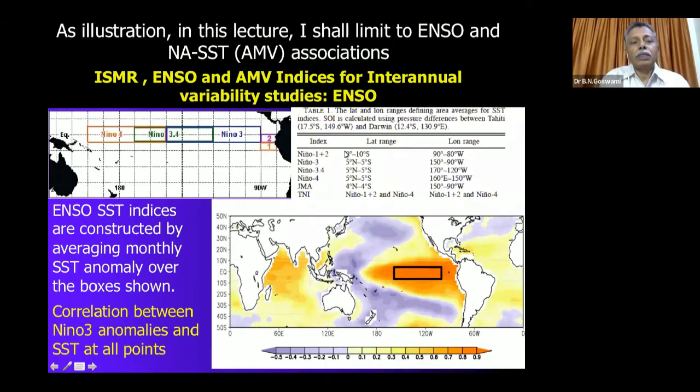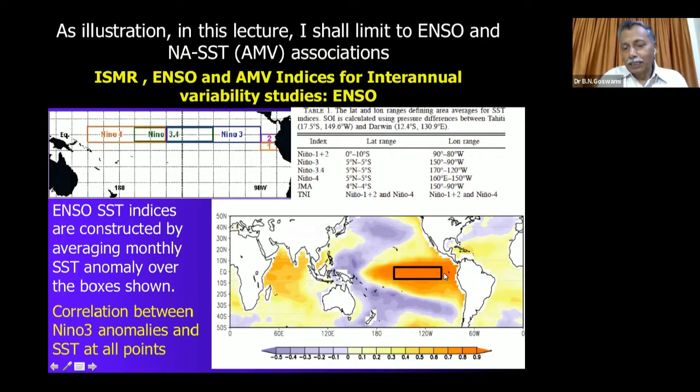Then we need some indices. Of course, for the Indian monsoon, we have the ISMR index, which is the rainfall index averaged over the Indian monsoon continent. Then there are indices of ENSO, El Nino Southern Oscillation, which are normally based on the sea surface temperature anomalies in the equatorial Pacific Ocean at different locations. So several indices are often used for different purposes. Most commonly used is the temperature at the center of the canonical El Nino pattern, that is Nino 3 or Nino 3.4.